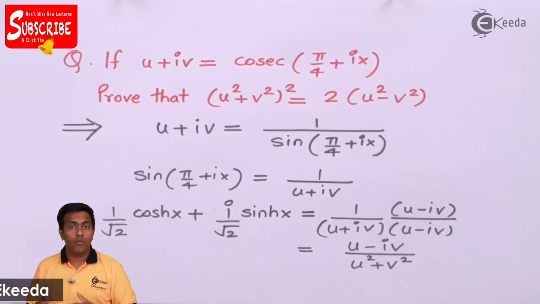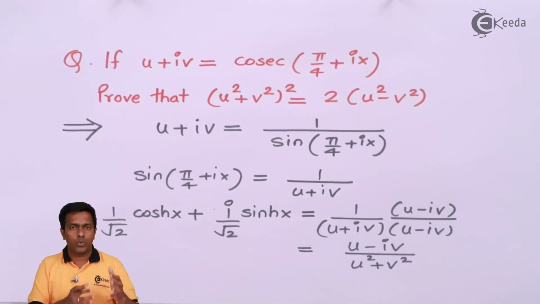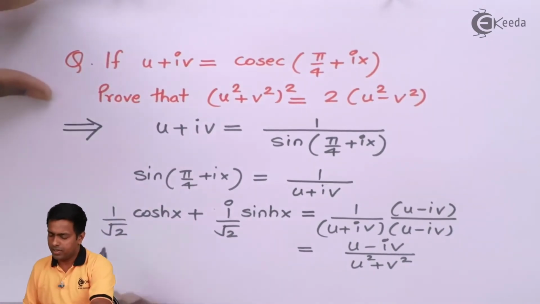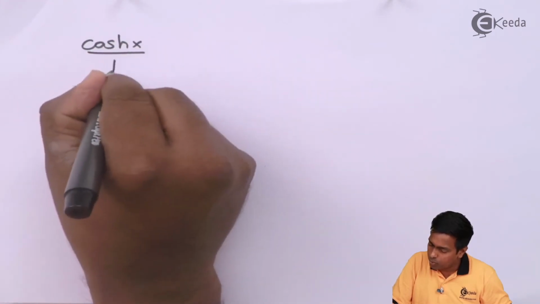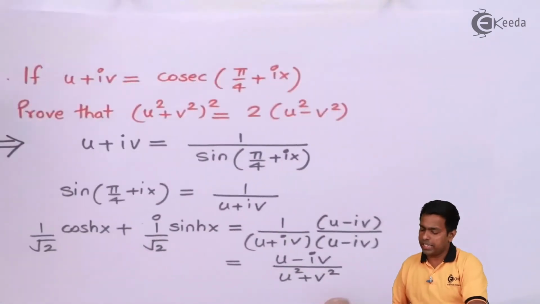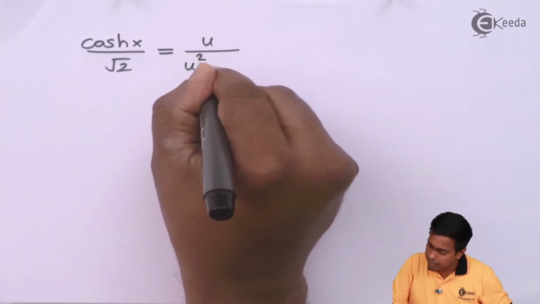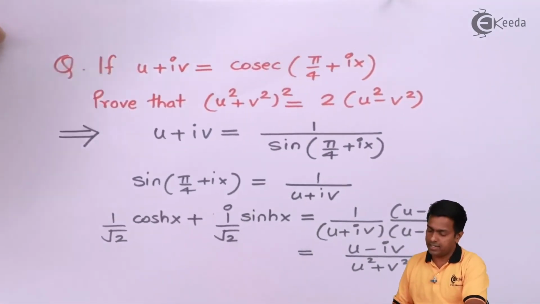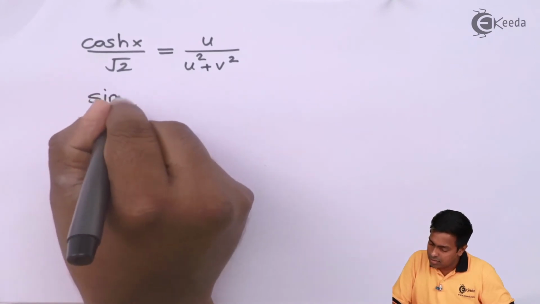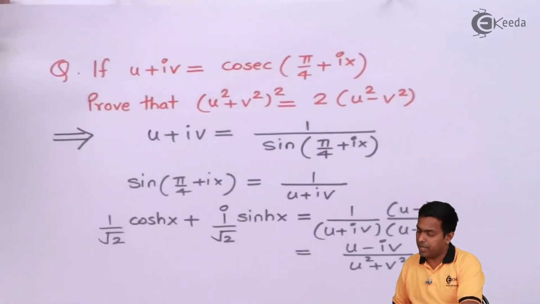And guys, now we can compare the real and imaginary parts on both sides to get two equations. So if I compare the real parts, here the real part is hyperbolic cos x upon root 2. On the RHS, the real part is u upon u square plus v square. Next, the imaginary part on the left hand side is hyperbolic sin x upon root 2, and on the RHS the imaginary part is minus v upon u square plus v square.